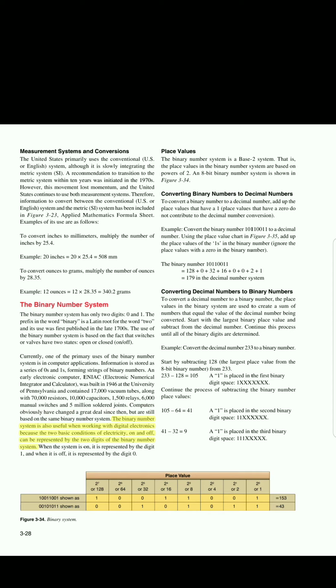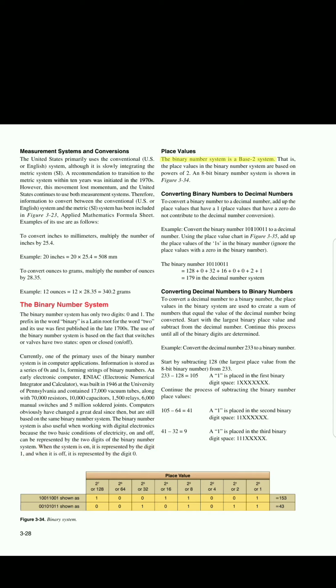The binary number system is also useful when working with digital electronics because the 2 basic conditions of electricity, on and off, can be represented by the 2 digits of the binary number system. When the system is on, it is represented by the digit 1, and when it is off, it is represented by the digit 0.